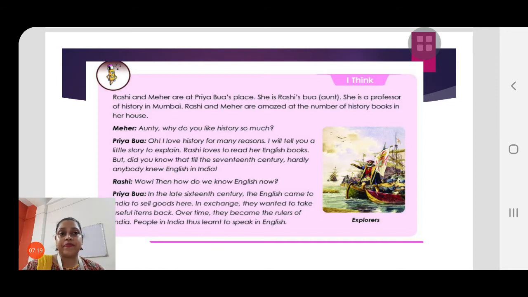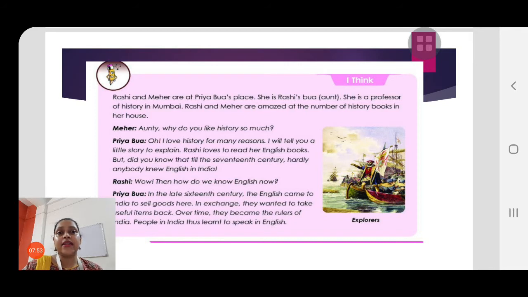So children, this is a picture of an explorer, and here a conversation is there between Rashi, Mehar and Priya Bua. You can see in your book also, there's a conversation going on between three persons. What is the conversation? Rashi and Mehar are at Priya Bua's place. She is Rashi's Bua. She is a professor of history in Mumbai. Rashi and Mehar are amazed at the number of history books in her house. So Priya Bua is the aunt, and she's a professor of history.